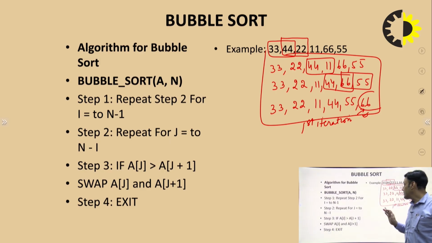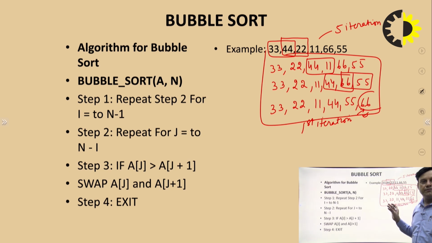Okay. So how many elements are there? 1, 2, 3, 4, 5, 6 elements. So it means 5 iterations will go on to sort this list using bubble sort. The concept is that we will compare the elements in a group and keep on proceeding, right?